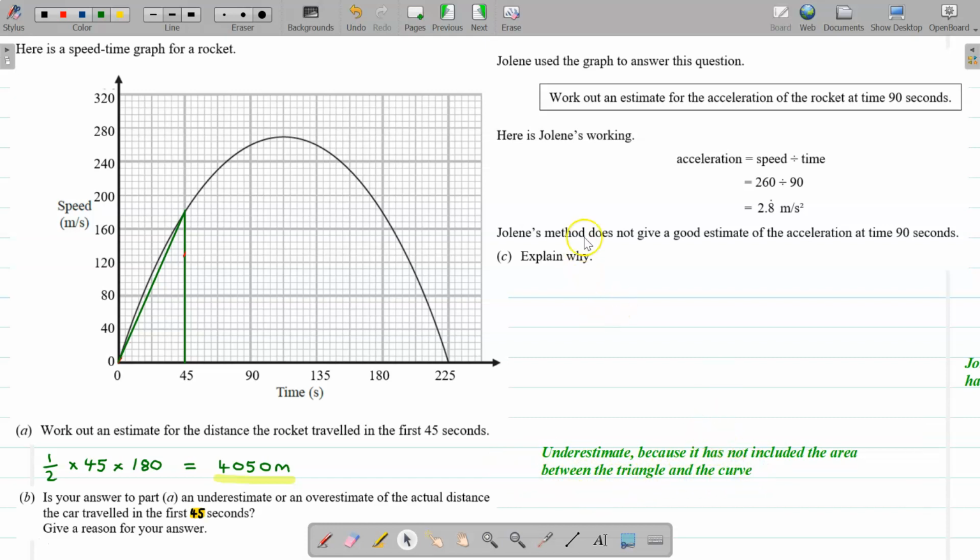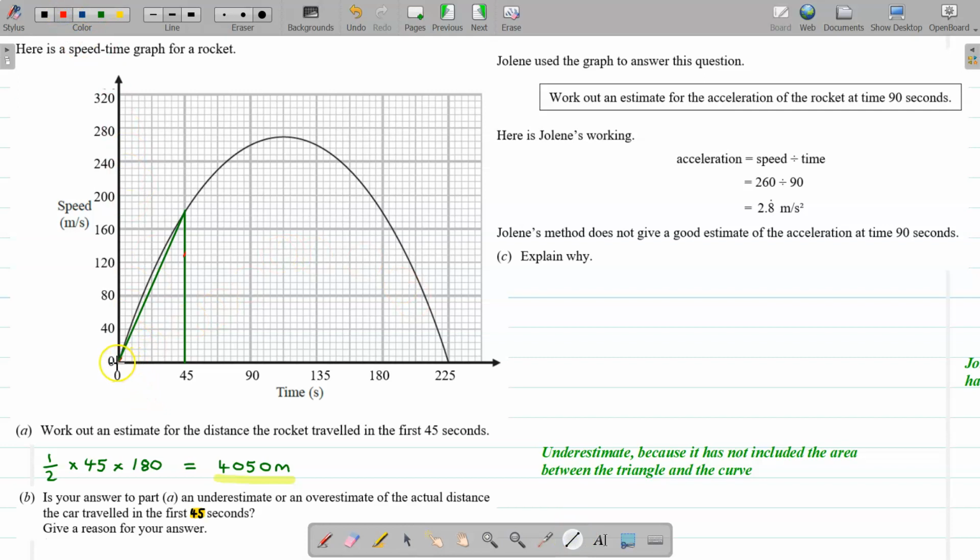Okay, we now go on to this part of the question. Jolene had used this graph to answer this question to work out an estimate of the acceleration of the rocket at time 90 seconds. What she's done is worked out really the average acceleration up to 90 seconds by working out the gradient of the line that forms this triangle here.